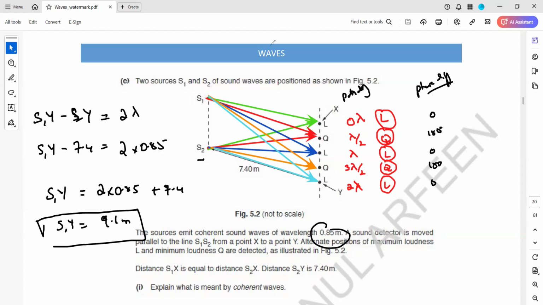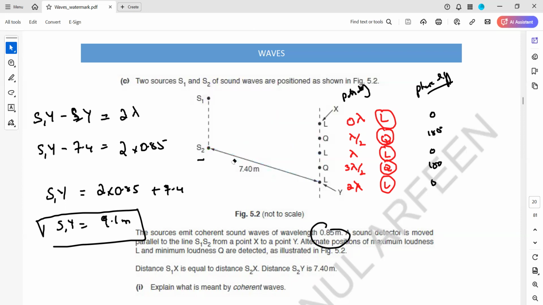Let's say this was the same question, but they slightly changed it and now they say this is the point Y. How to do this question? You will use the same manner, but now the path difference will be changed. So S1Y minus S2Y will be equal to 3 wavelengths by 2, because it's a destructive interference and it's the second destructive interference. So the path difference will be 1.5 wavelengths or 3 by 2. And then we'll just substitute the values and get the value for any one of the unknowns.